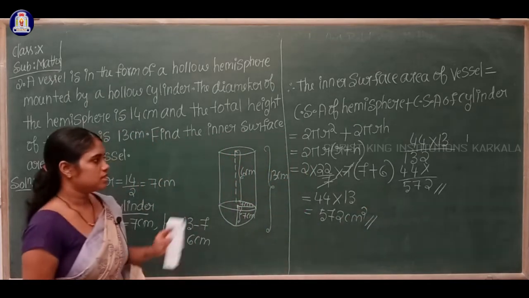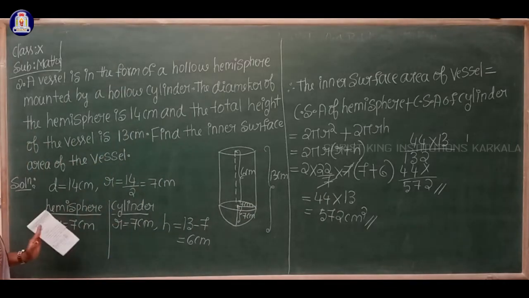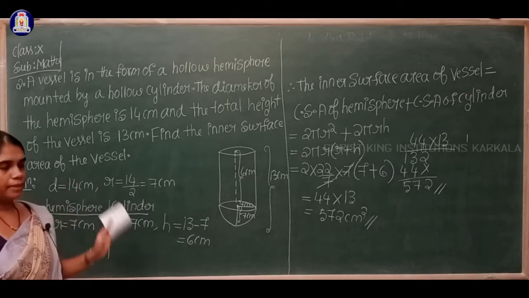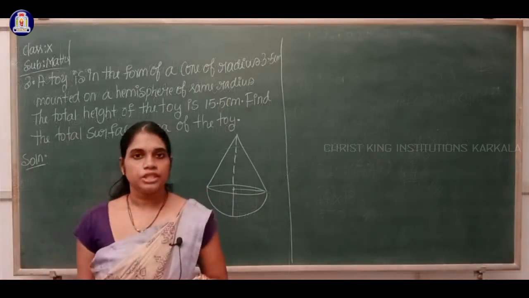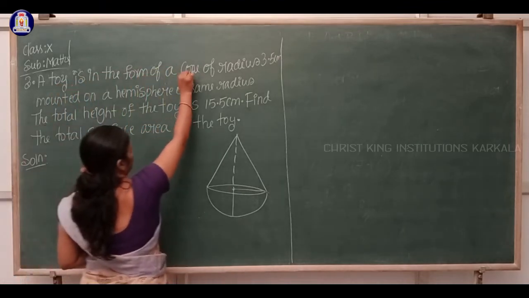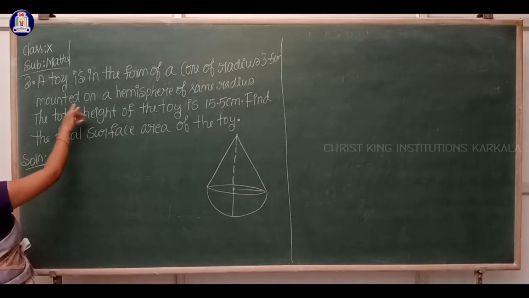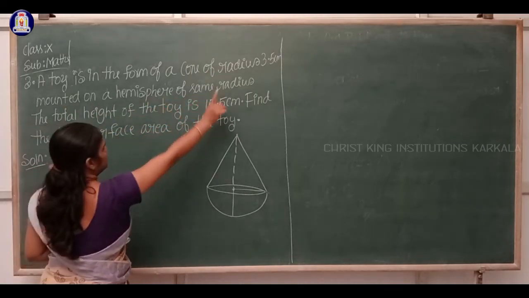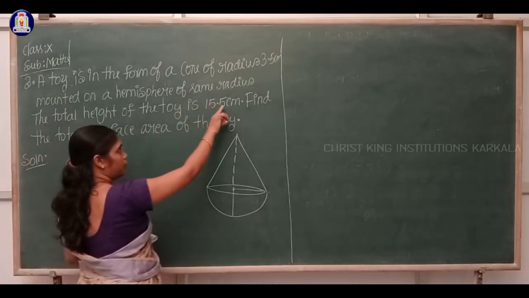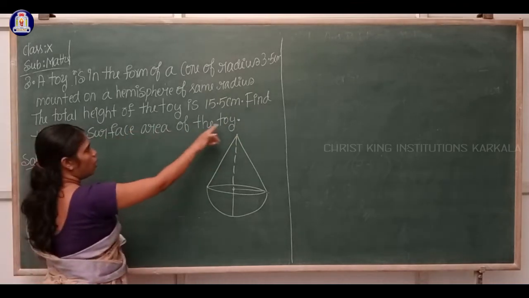572 centimeter square is the total inner surface area of this vessel. This is an important question, so write and practice this problem. The next, third question is: a toy is in the form of a cone of radius 3.5 centimeter mounted on a hemisphere of the same radius. The total height of the toy is 15.5 centimeter. Find the total surface area of the toy.